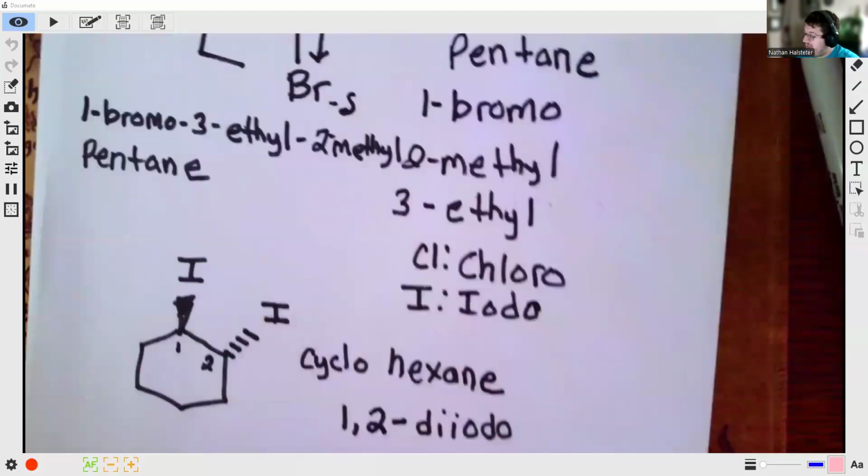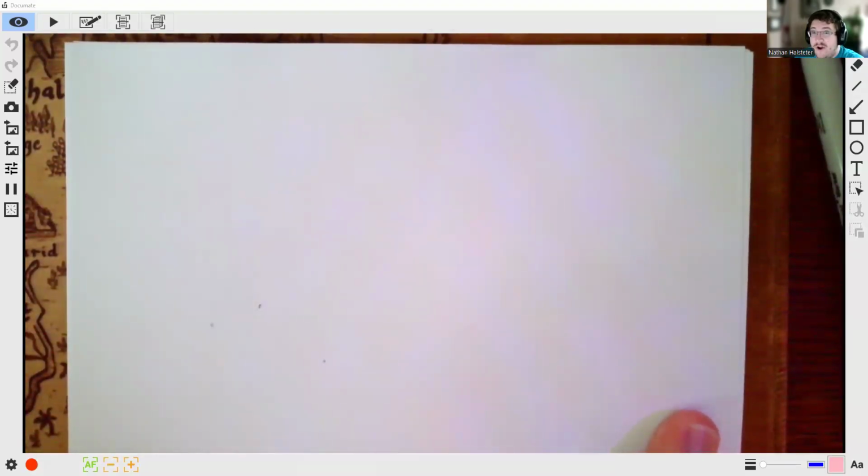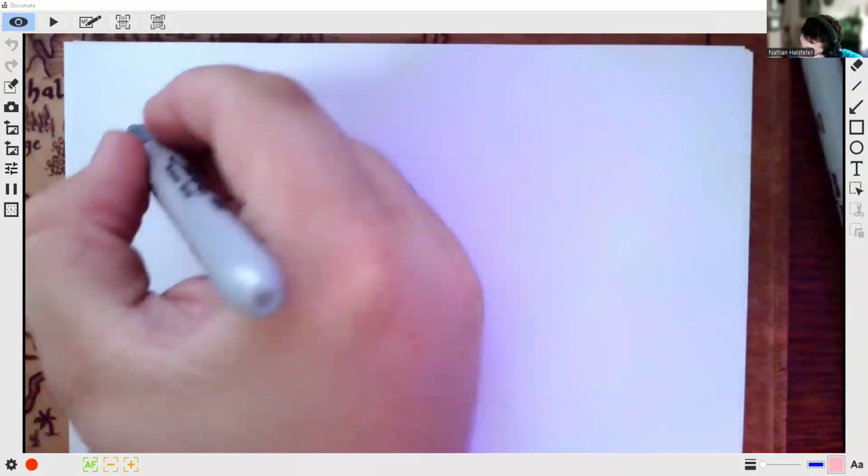All right, let's do one more practice. This time I'm going to throw an alkene in there because I believe we did talk about alkenes. So let's do this.